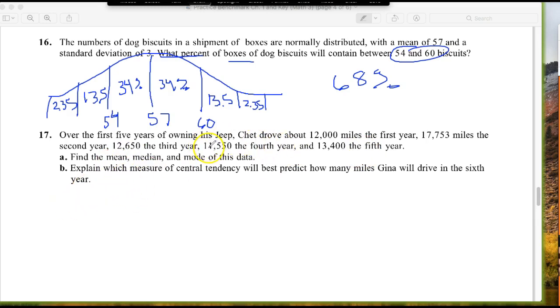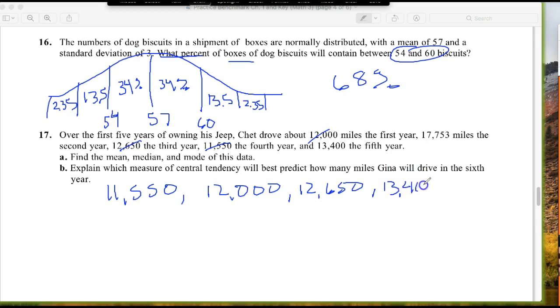The smallest amount that he drove was 11,550. Then he drove 12,000. Let's see, 12,650. 13,400, and then 17,753. That year he drove a ton.